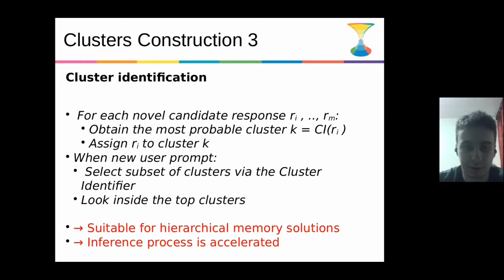In a similar way, when the user gives us a new sentence, we can select a subset of clusters via the cluster identifier and then only look into these clusters. So again, this allows us to accelerate the inference process because we only need to look into one or a few clusters. And it's also suitable for hierarchical memory solutions because we can deploy the different clusters based on the probability assigned by the cluster identifier to different hierarchies of memory.